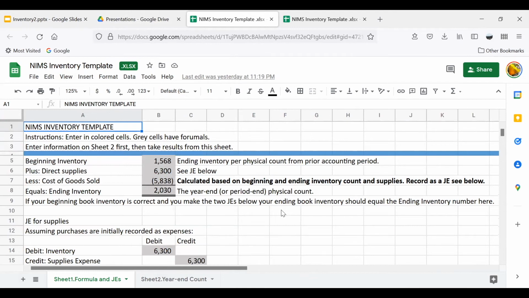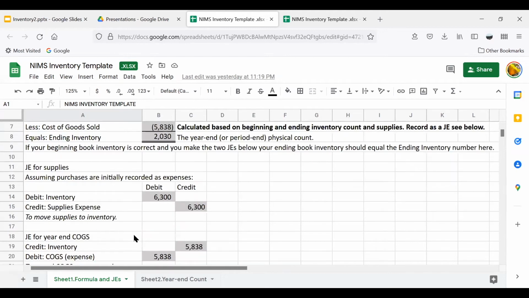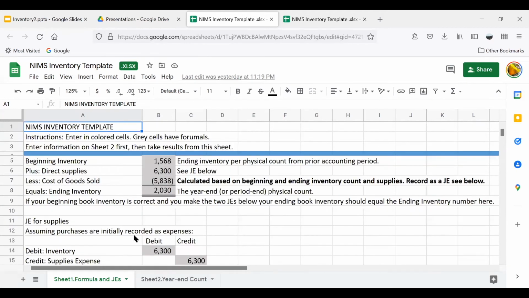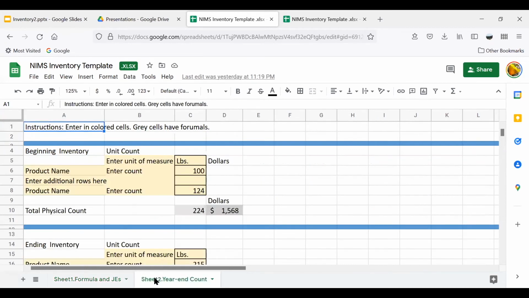So this is the template. You'll get this immediately, I guess. It's programmed, so you're just going to enter where the cells are colored. The gray is all formulas, so you actually start entering on the second sheet. But this is the inventory formula for NIMS and the journal entries that you would need to record your NIMS entry on your book. And we can come back to this.